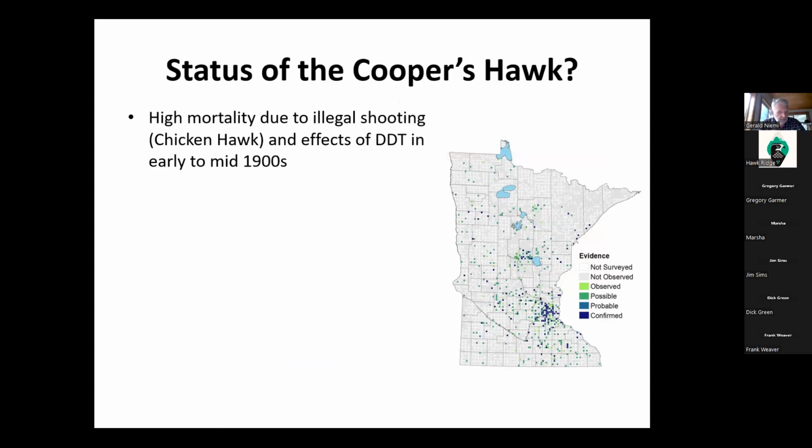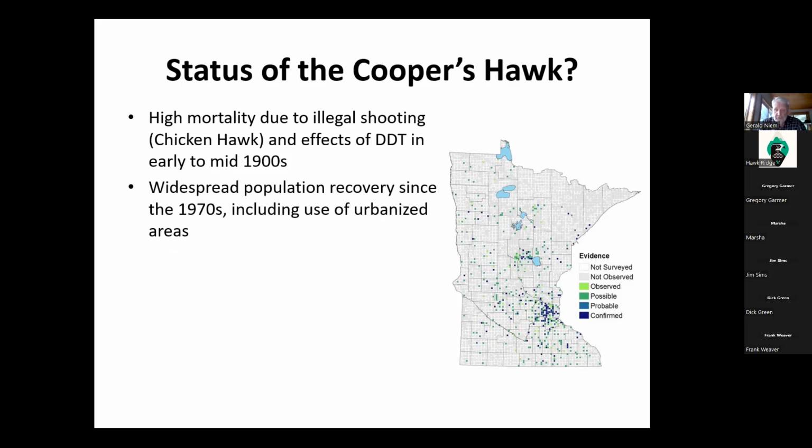If you hear the word chicken hawk, it probably refers mostly to this species, potentially to the goshawk as well, or the other accipiters. That's big enough to take chickens. And the effects of DDT in the early to mid-1900s certainly had an effect on this species as well. The map on the right shows the current distribution in the state. See very wide distribution and nesting pretty far north in some parts of Minnesota.